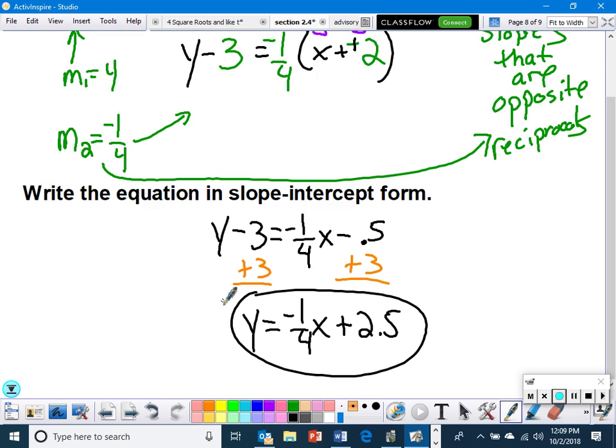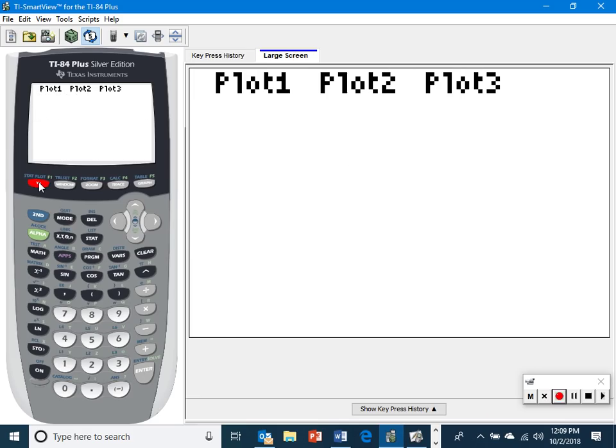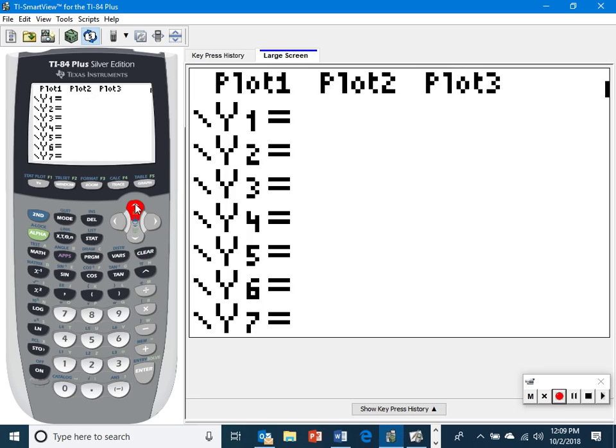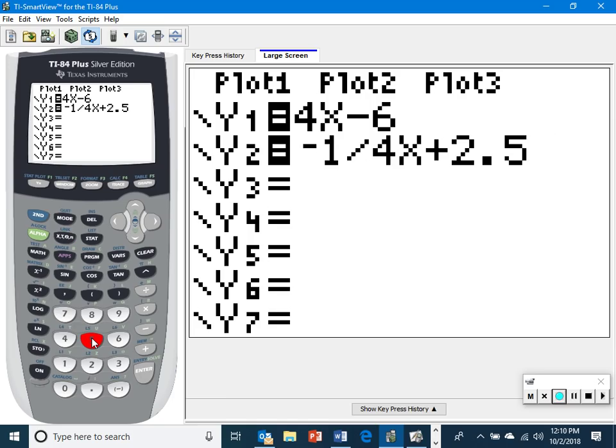So now these two lines should look like they're perpendicular. Okay, I said should. They are. They are perpendicular. But when you look at the graph on the calculator, they actually might not look perpendicular. Because remember, perpendicular is 90-degree angles. So I'm just going to show that to you. So again, I can go to my y equals, clear out what's there. So I'm going to type in the 4x minus 6 and the negative 1/4 x plus 2.5. I'm going to graph it.